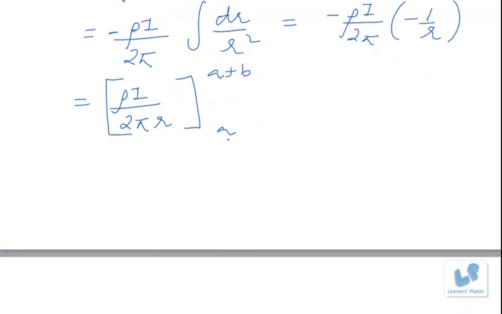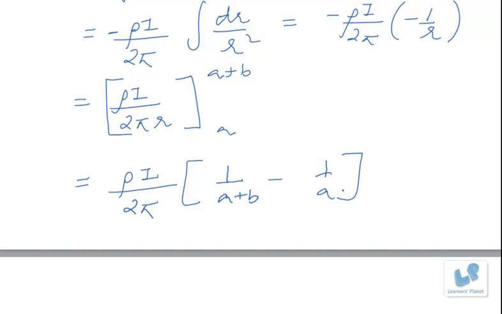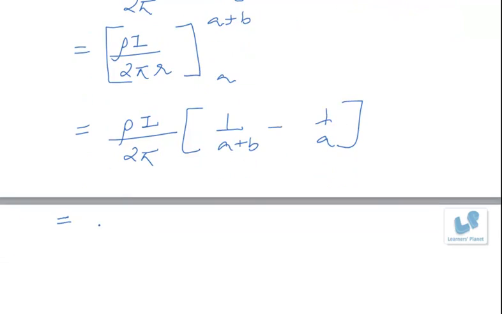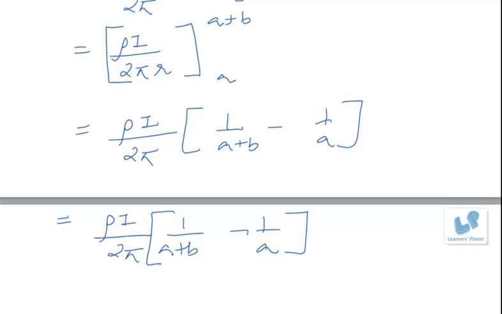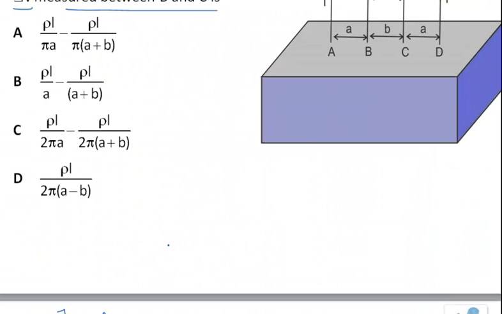Now if we substitute the values, we will get rho I upon 2 pi, 1 upon a plus b minus 1 upon a, and if we calculate this, we will get the value as rho I upon 2 pi, 1 upon (a plus b) minus 1 upon a. Now look at the options that are given. So the correct option is option C.